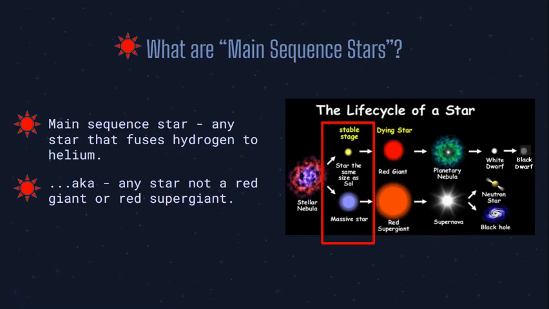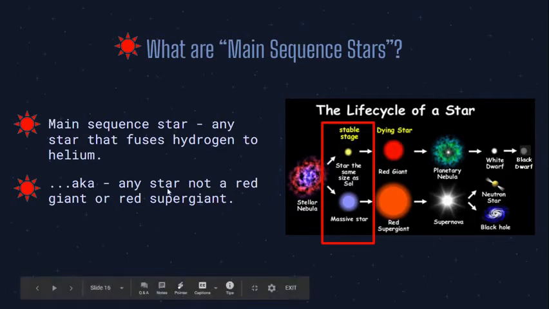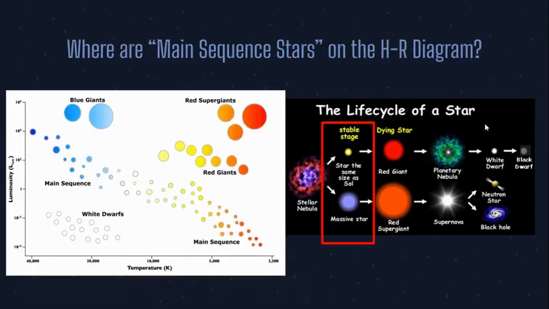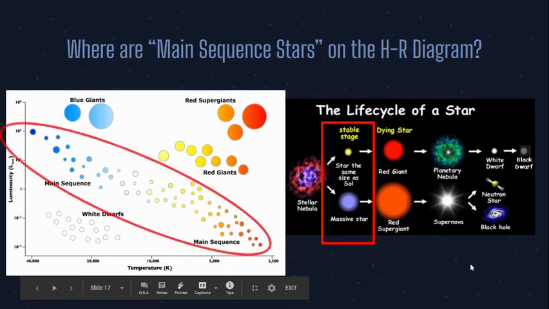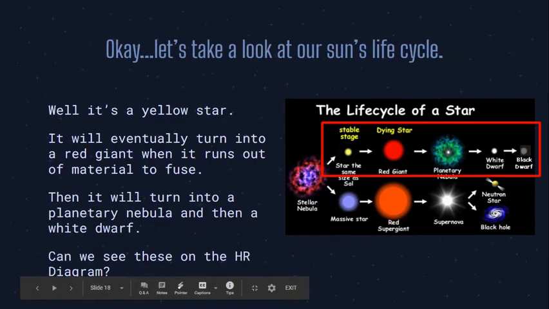Okay. Main sequence stars: any star that fuses hydrogen into helium. Any star that's not a red giant, a red supergiant, or even a white dwarf. So if we look here, the main sequence stars, big and small, all of these guys are turning hydrogen into helium, every single one. And that's just all stable stars in the stable stage of their life cycle, all of them there.